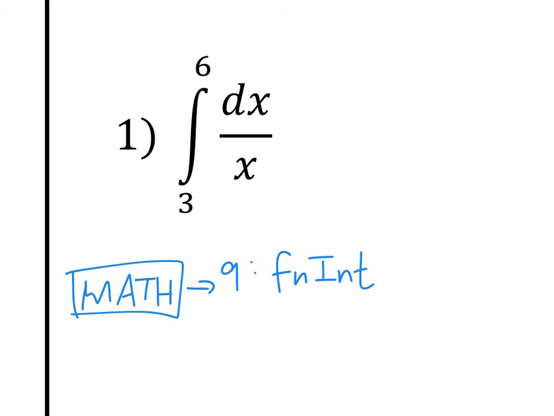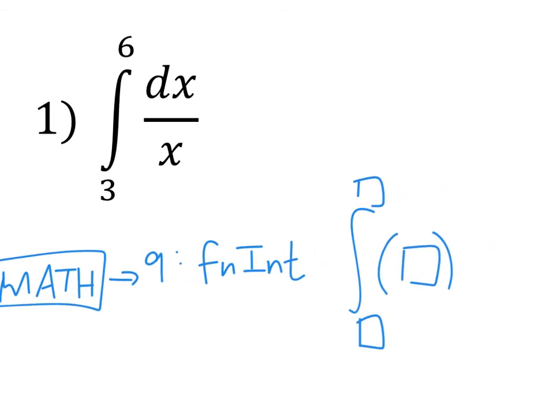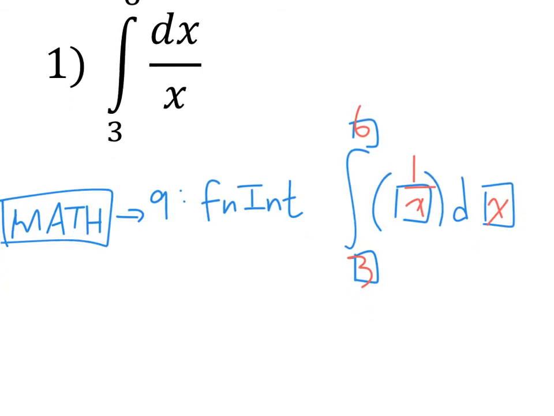So, 6. It's dx over x. Okay, it's 1 over x. So you're going to type in 3 to 6, 1 over x, x, like that. And it's going to give you the answer really fast. Just a practice. All right, answer is 0.693. Remember to round to the third digit.